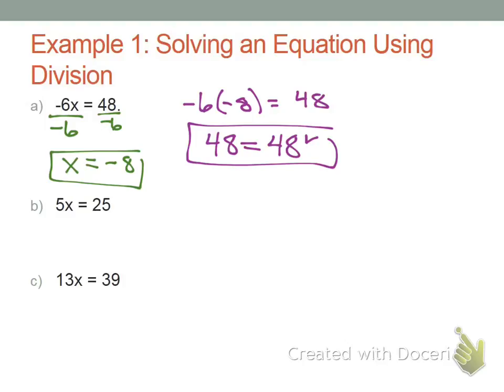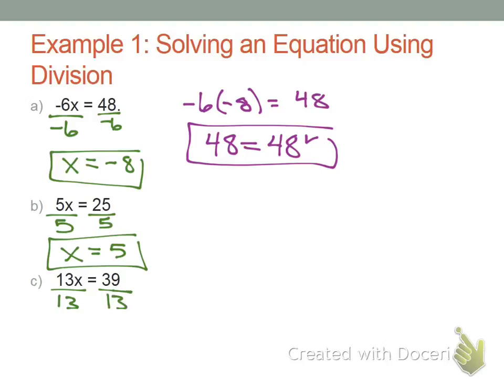I want you to try B. What did you divide both sides by? 5. Very good. And x equals? 5. Very good. And then you just plug it back in to check. What about C? What would you divide both sides by? 13. And x would equal? 3.